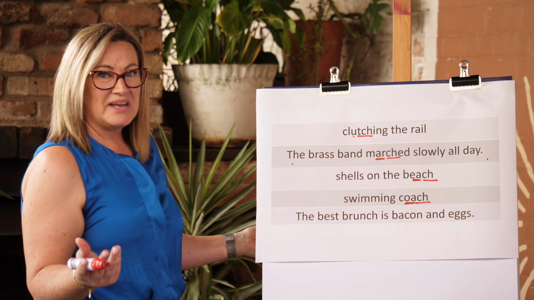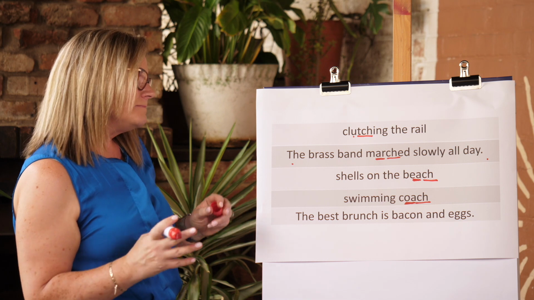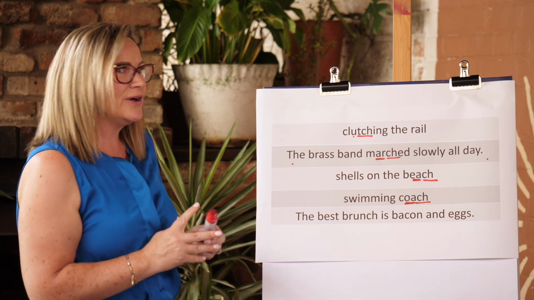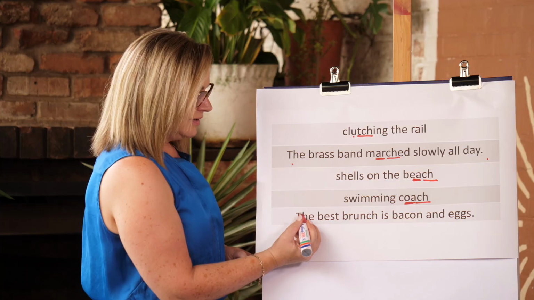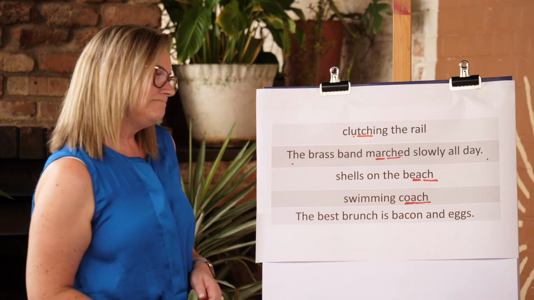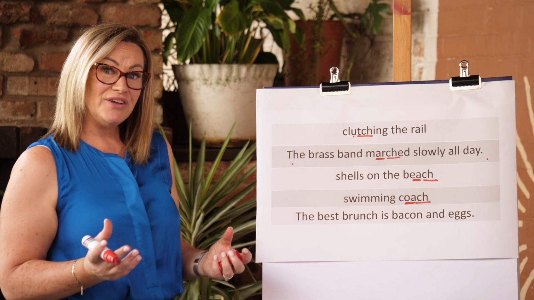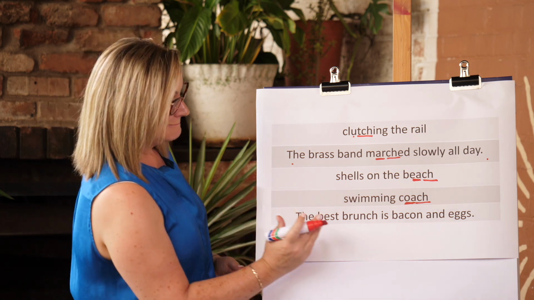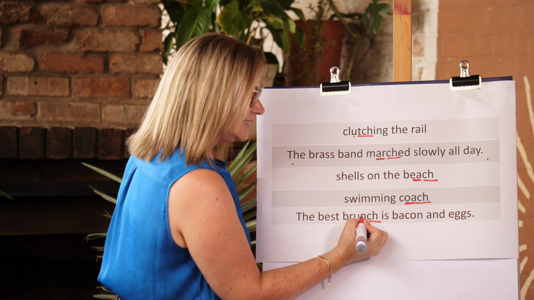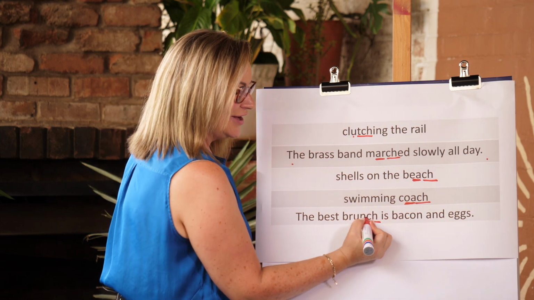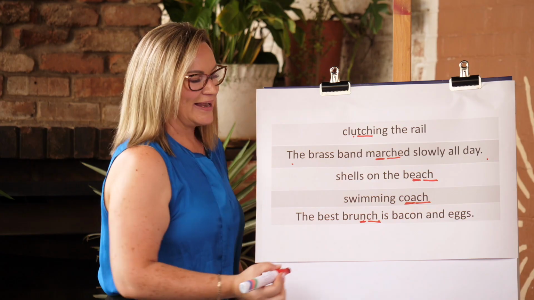What else is it? Bacon and eggs. It gives me a lot of information there. What else is telling me that it's a sentence? Well, we've got punctuation. Okay, where's that ch phoneme grapheme? Brunch. What comes directly before it? A consonant. Consonant, CH spelling.